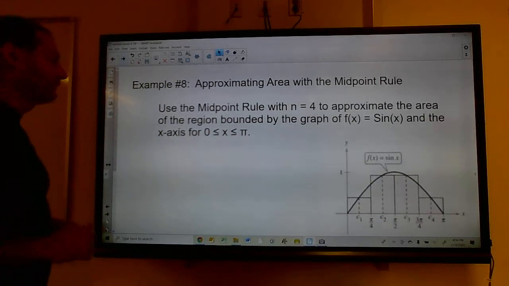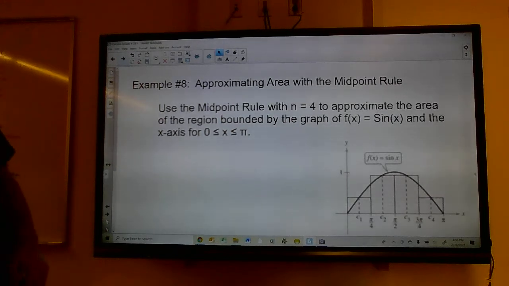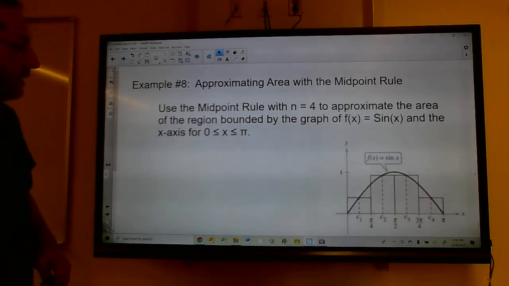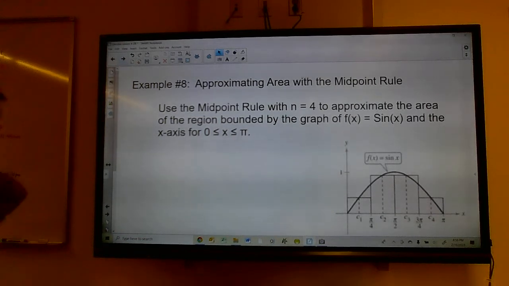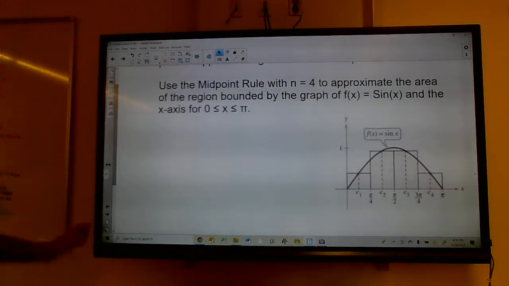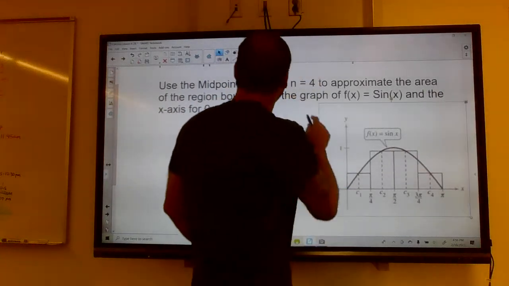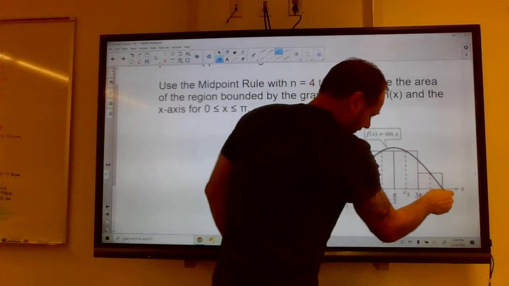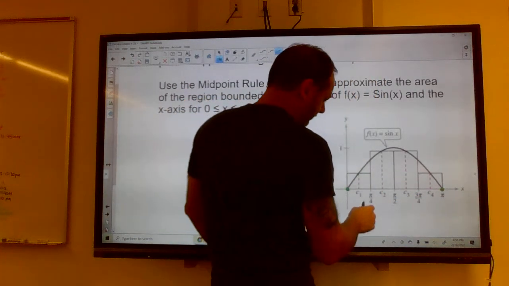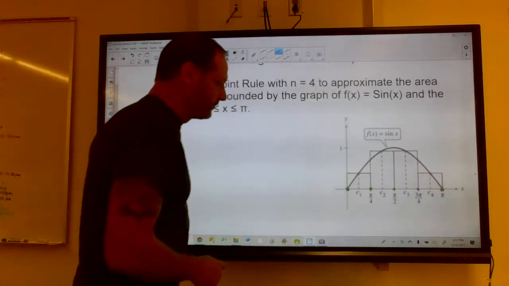And now we've got one here where we can approximate the area with the midpoint rule. Okay, so use the midpoint rule with n equals 4 to approximate the area of the region bounded by the graph of f of x equals sine x, and the x-axis between 0 and pi. Okay, so let's look at the picture here. Here's 0, here's pi over here, and it's divided into fourths, so this is pi over 4, pi over 2, 3 pi over 4.